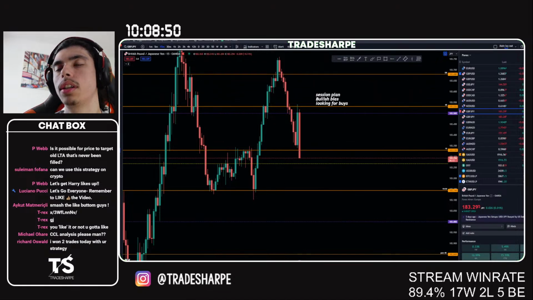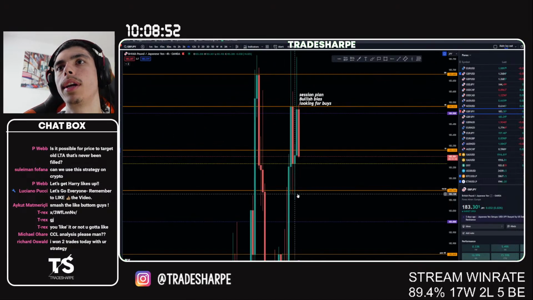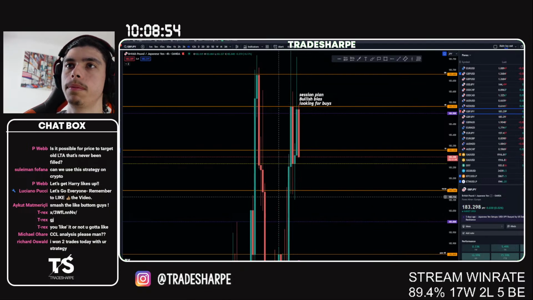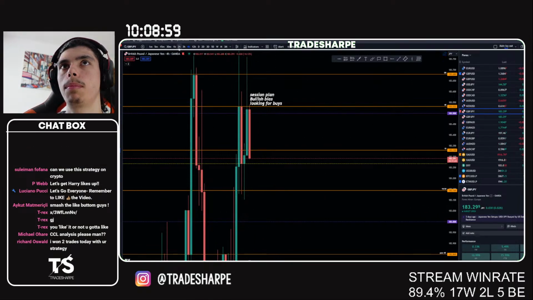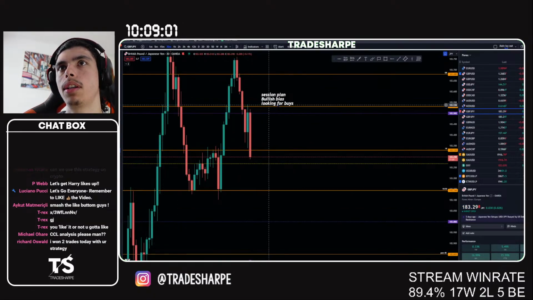Because I'm still bullish until we break at least below these support zones here, right? Because this could just do what these candles did, grab liquidity and flip. And we end up taking buys from down here to continue up.